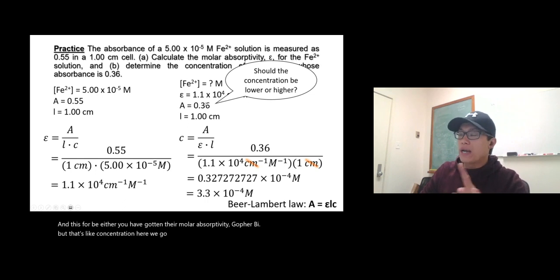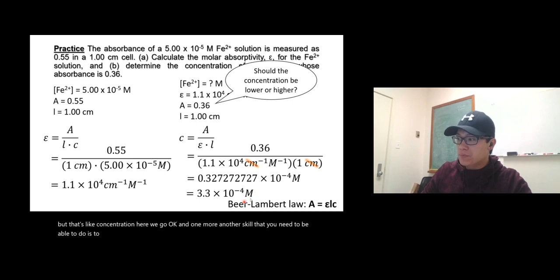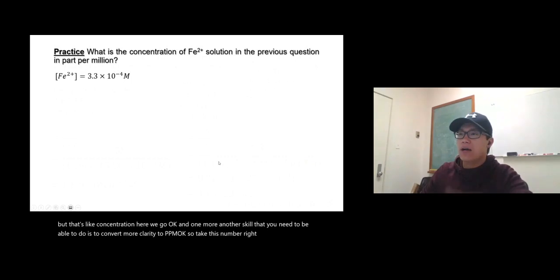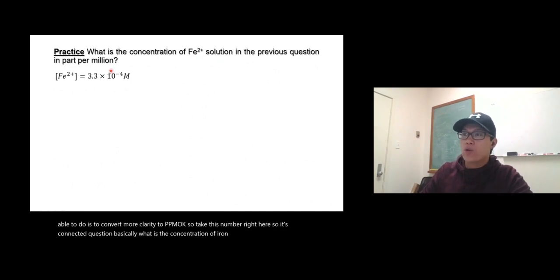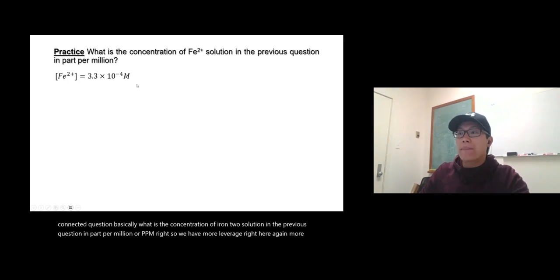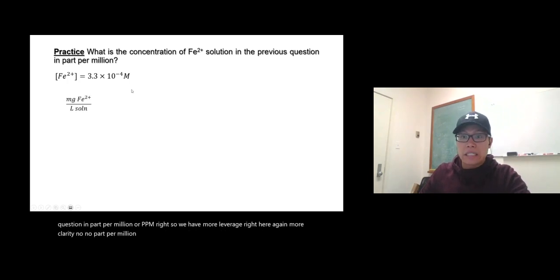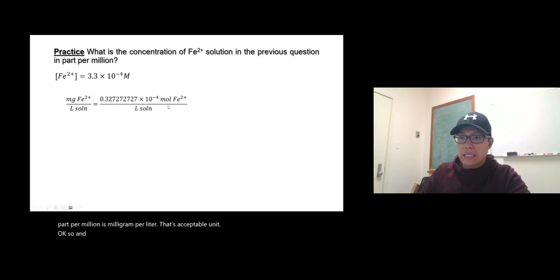Okay. And one more, another skill that you need to be able to do is to convert molarity to ppm. Okay, so take this number right here. So it's a connected question basically. What is the concentration of iron 2 solution in the previous question in parts per million or ppm? All right, so we have molarity right here. Again, parts per million is milligram per liter. That's an acceptable unit. Okay, so molarity is mole per liter. What you have to do, convert mole to milligram. That's it. At the bottom is already a liter solution.